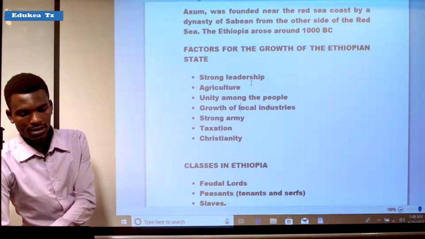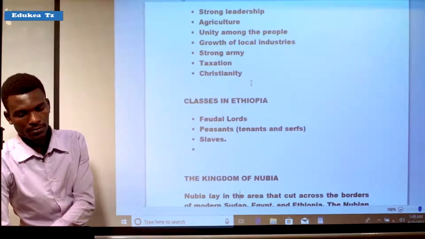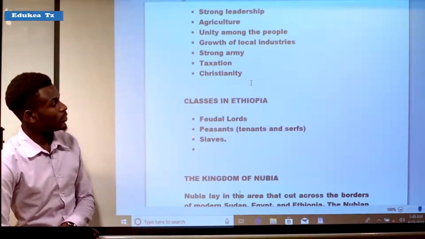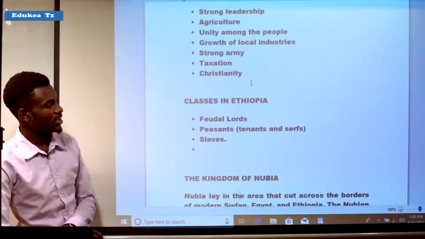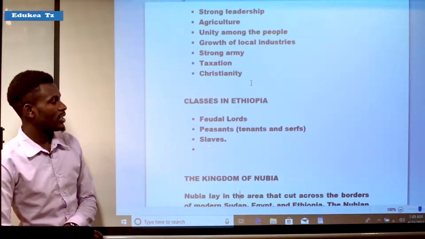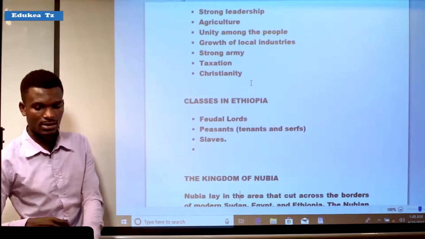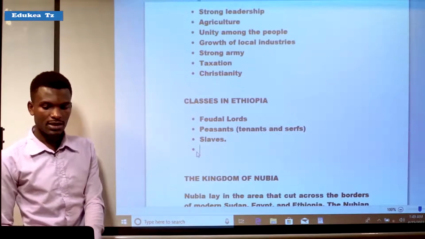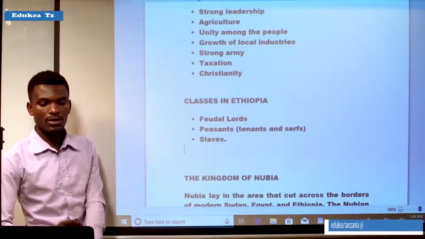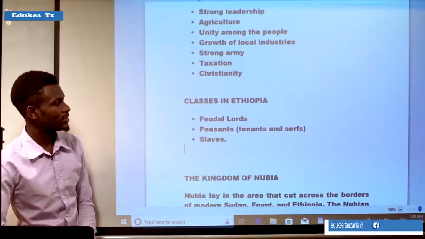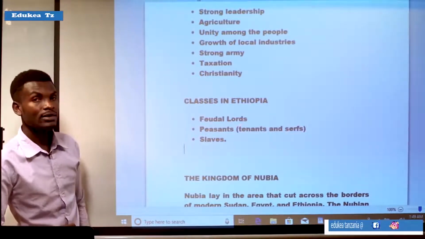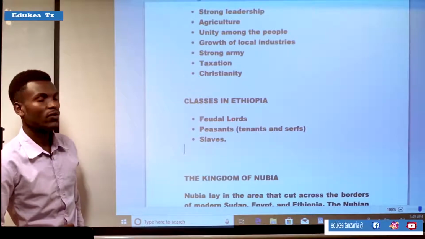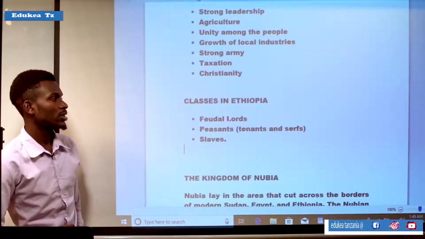Let us see the classes in Ethiopia. There was a class of feudal lords, peasants or tenants and serfs, as well as slaves. It means that in Ethiopia there were three classes, in which feudal lords were below the king or the leader of the kingdom.